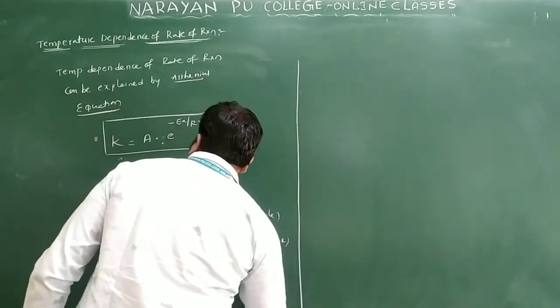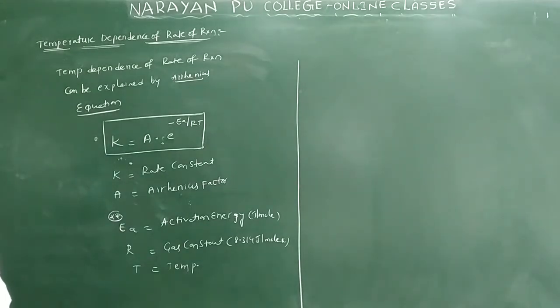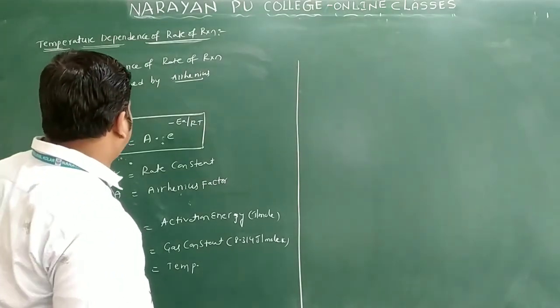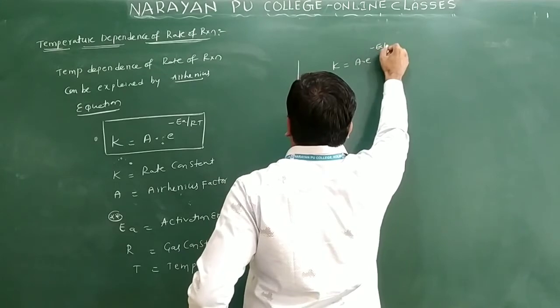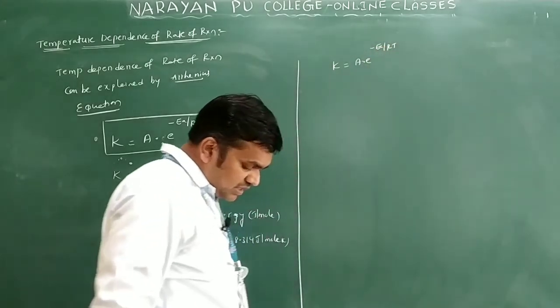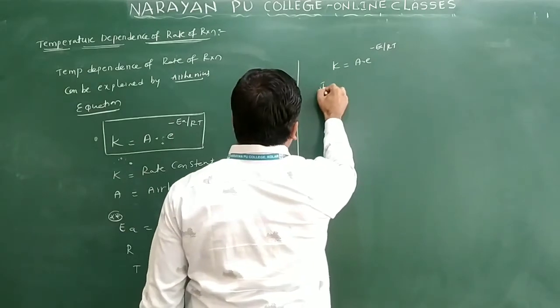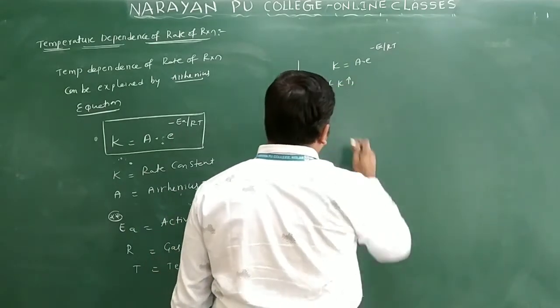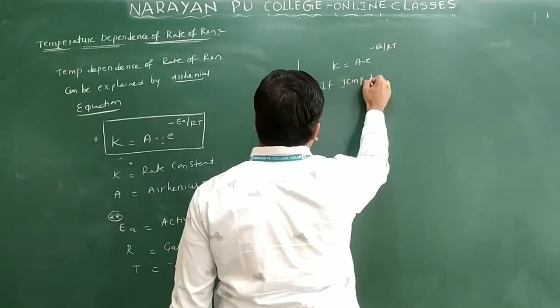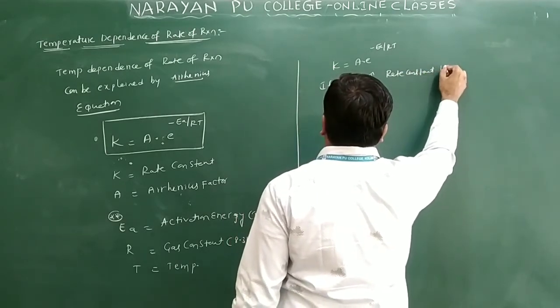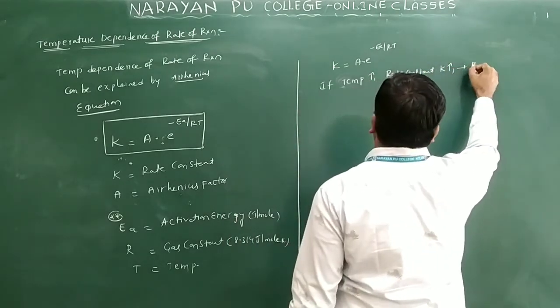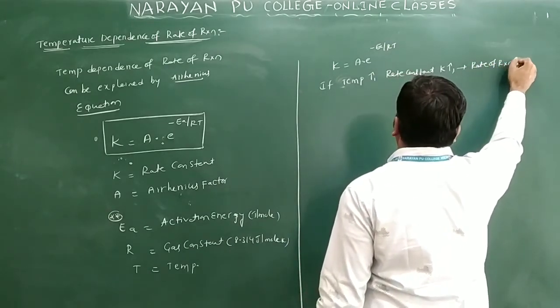So this is the Arrhenius equation. From this equation, how does temperature change the rate of reaction? The equation is K is equal to A into e power minus Ea by RT. From this, if temperature increases, the rate constant K increases, then the rate of reaction increases.